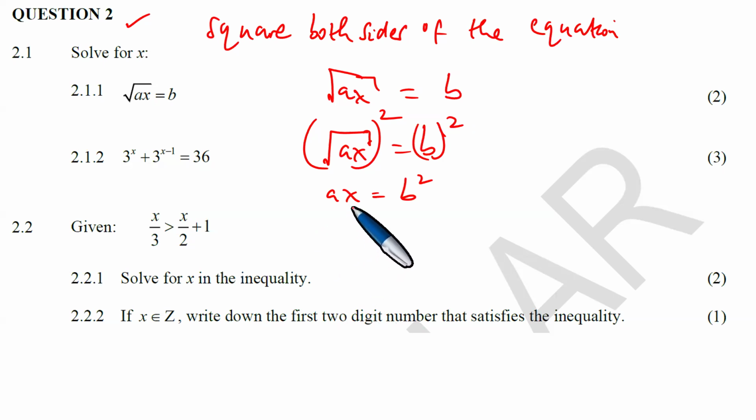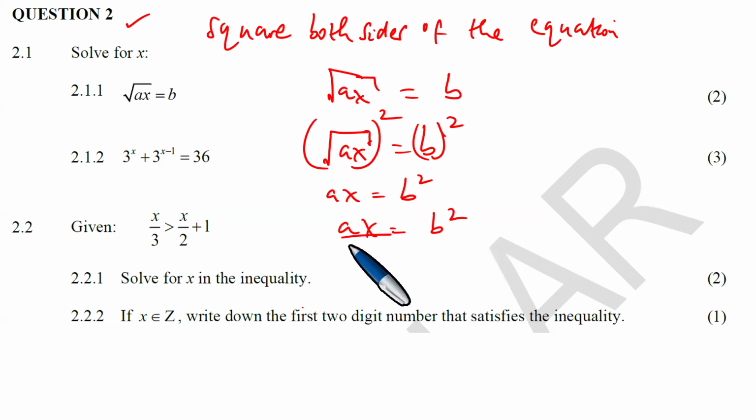Right, when you get this at this point, what do we do now? Okay, because now the square removes the square root. To remove the square root, we square both sides. Then the square root is gone, and then we have b squared. And then at this point, you want to solve for x. So we have ax equals b squared.